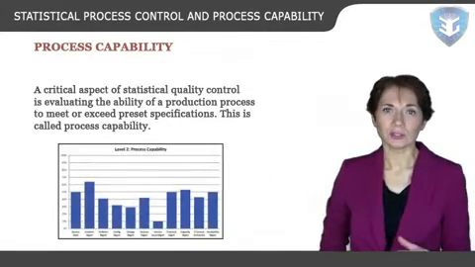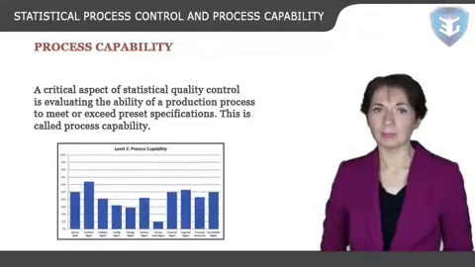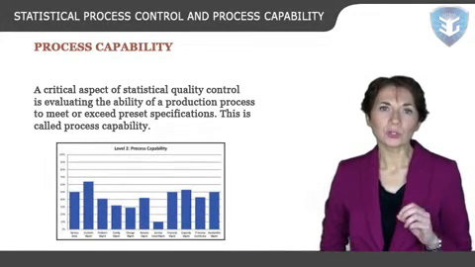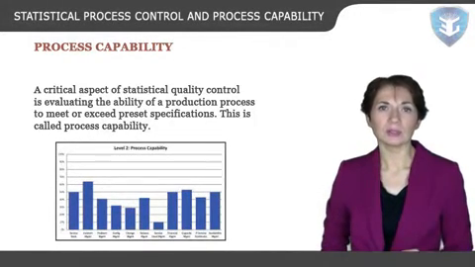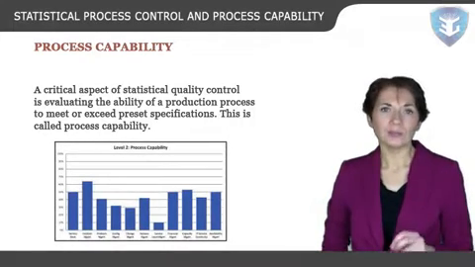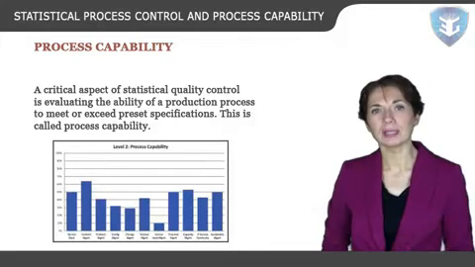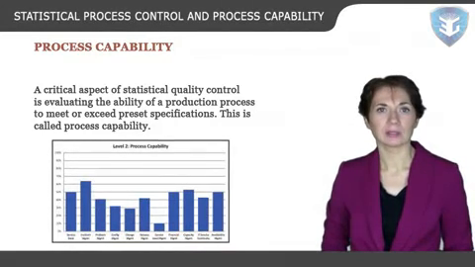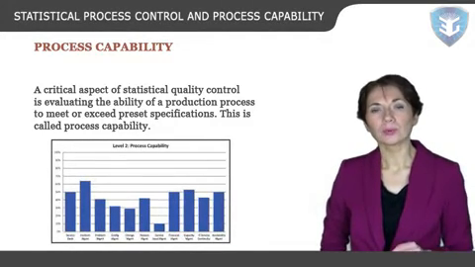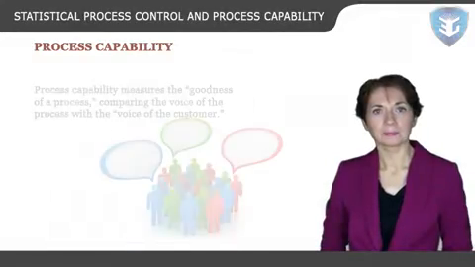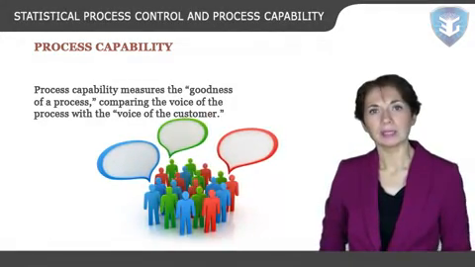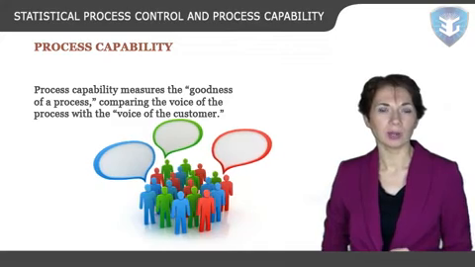Let's move to the next topic, which is process capability. A critical aspect of statistical quality control is evaluating the ability of a production process to meet or exceed preset specifications. This is called process capability. Process capability measures the goodness of a process.